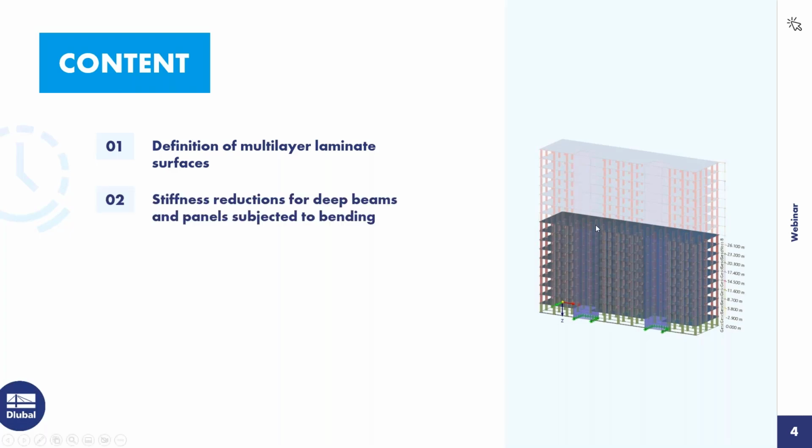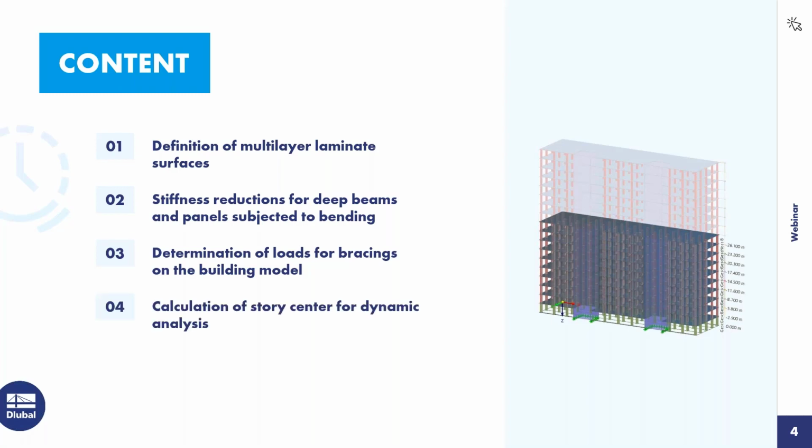To the agenda today, at first, Bastian will define multi-layer laminate surfaces. Then he considers the stiffness reduction for deep beams and panels subjected to bending. Then he will turn to the add-on building model. The third point is determination of loads for bracings on the building model and the calculation of story center for dynamic analysis.